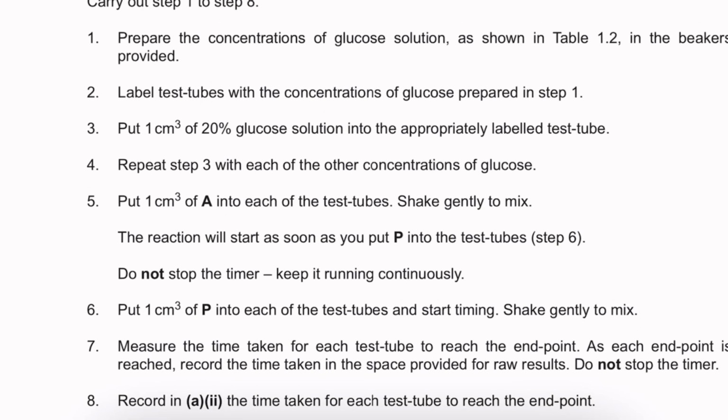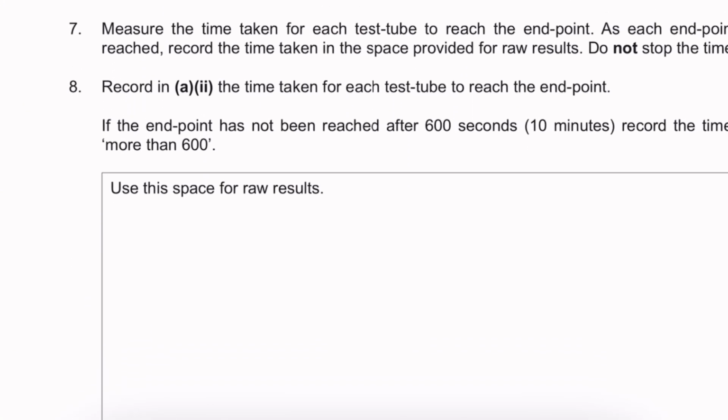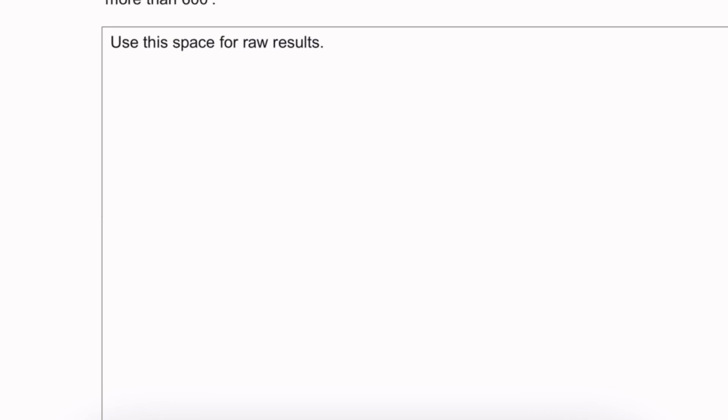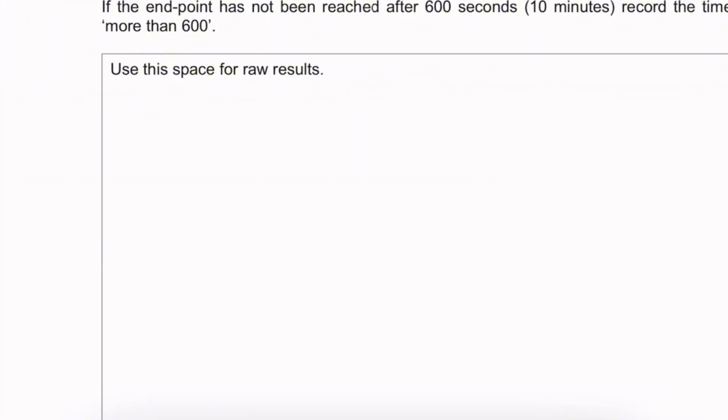Now, moving on to carry out steps 1 through 8. So we already know the steps. What we need to do now is to use the space for raw results. So we need to draw a table, but not here. Raw results here. You could write down the results just quickly as soon as you see them, because in the experiment, everything is happening so quickly. The color change is happening at the same time. You're measuring the color change for all the glucose concentrations at the same time, and so we don't have time to draw a very neat table, write down the results for each one at a time.